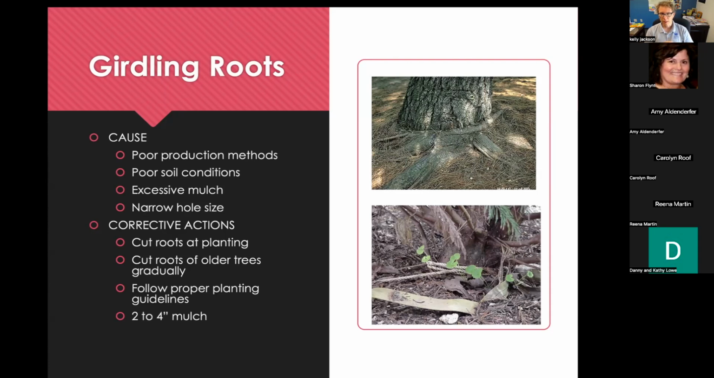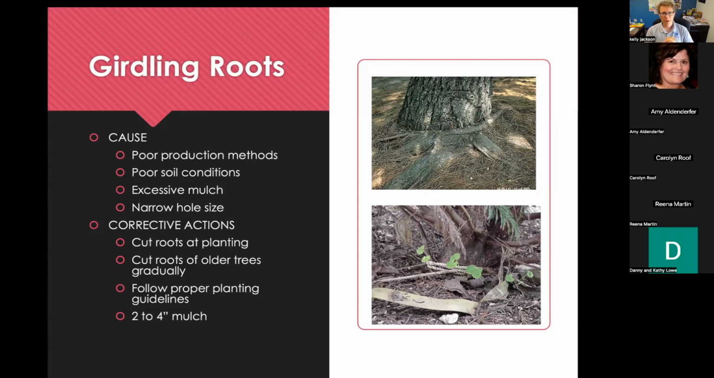So one thing that we've tried when that happens is, rather than trying to cut through a large root like that, to take a hammer and a chisel and cut just a little V notch in the top part. That way, part of the root is still intact and can still move water, and the other part is starting to die. And that should give the tree enough time to start sending out new feeder roots to replace that root that's going to eventually be dead. It's not perfect, and there's not going to be an easy solution to that, but that's something that we need to avoid. Follow proper planting guidelines and 2 to 4 inches of mulch.